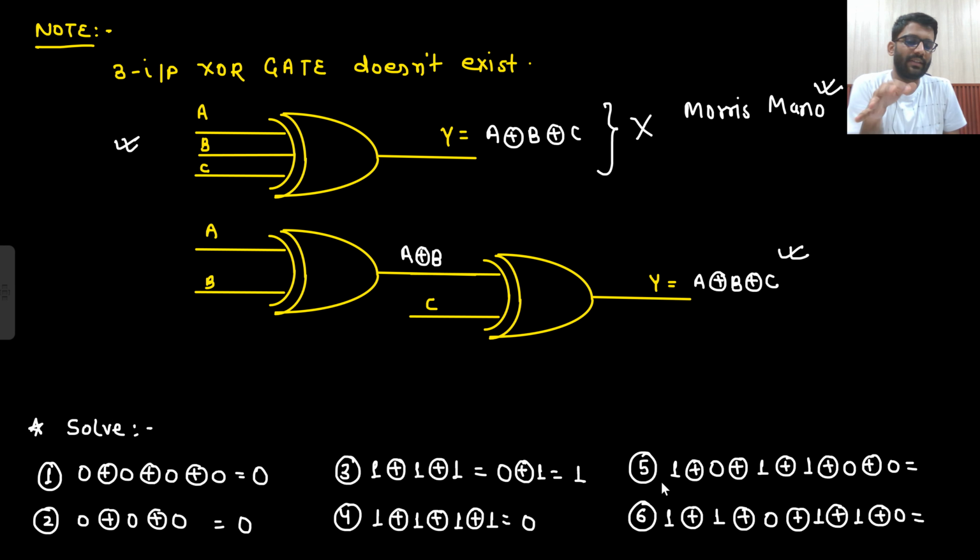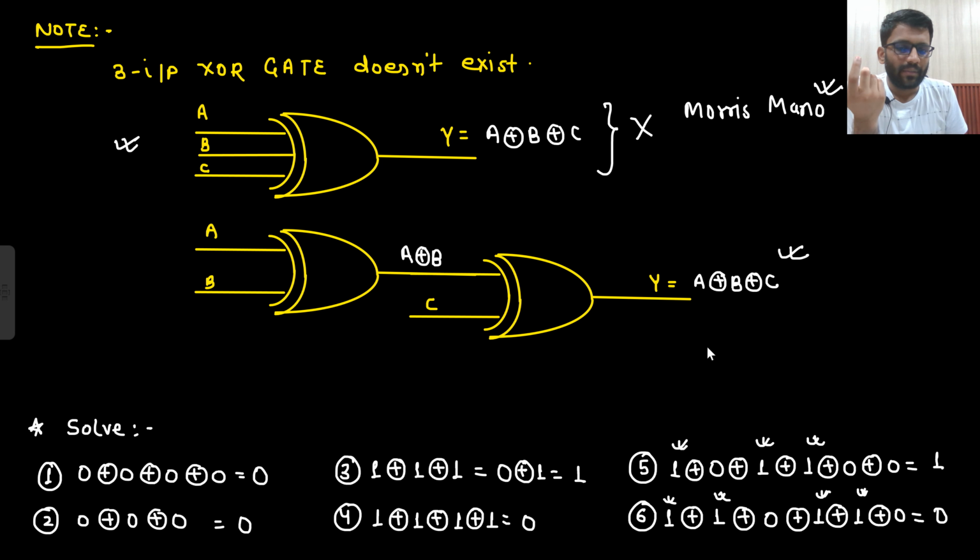Okay, now let's see this question. Odd number of ones detector. 1, 2, 3: 3 ones are there, so the answer will be 1. Look at this one: 1, 2, 3, 4: 4 ones are there, so the answer will be 0. And you could have solved it as well. No need to mug it up.